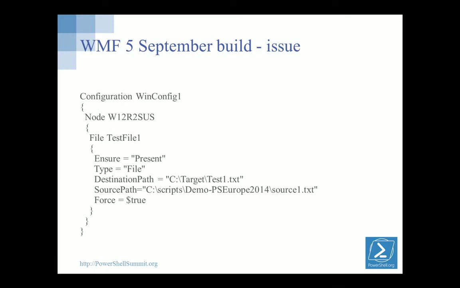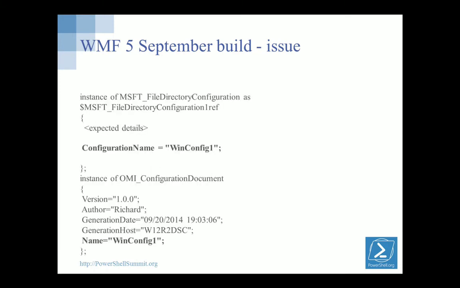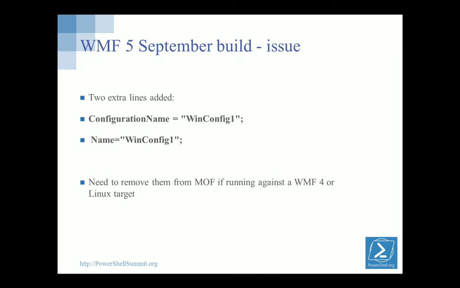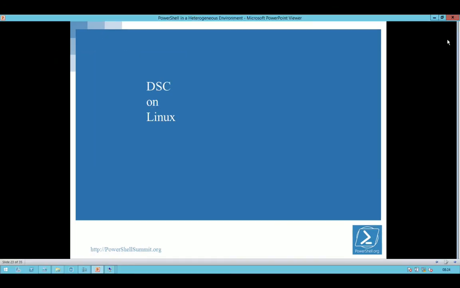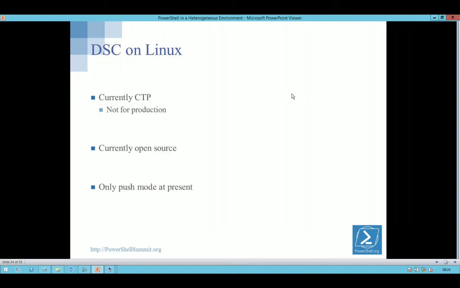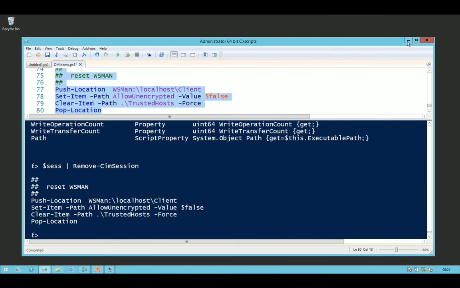When you look at the MOF file, you get two extra lines. You get this configuration name, and you get this name. If you are running against WMF4 or Linux or anything that isn't WMF5, it will look at those and go, don't want to play, not talking to you, and it all breaks. So you need to chop those out before you do anything with them.